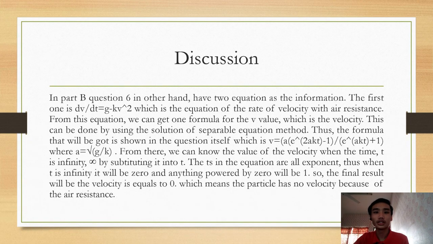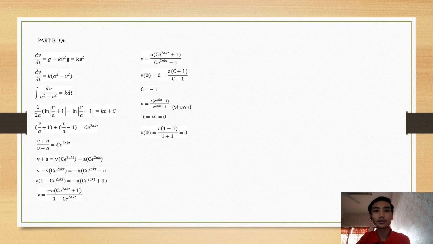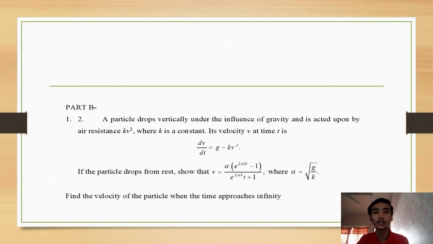This formula can be evaluated into another formula that gives us the value of v, which is the velocity, and it can be done by using the solution of a separable equation method, and the integration will be done with the partial fraction method. As we can see, we will get the result, which is v equals alpha times e to the power of 2 alpha kt minus 1 over e to the power of 2 alpha kt plus 1, and this new equation is shown in the question.